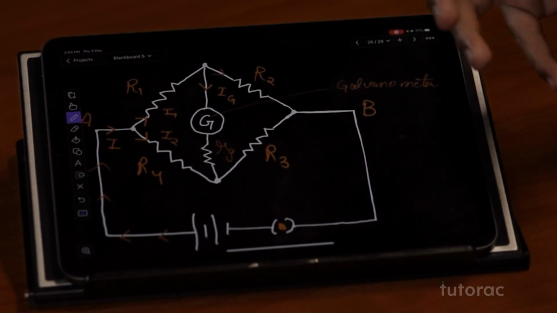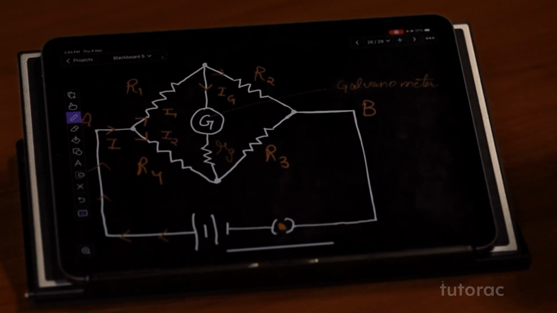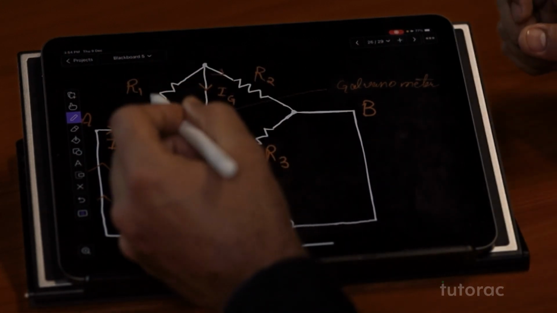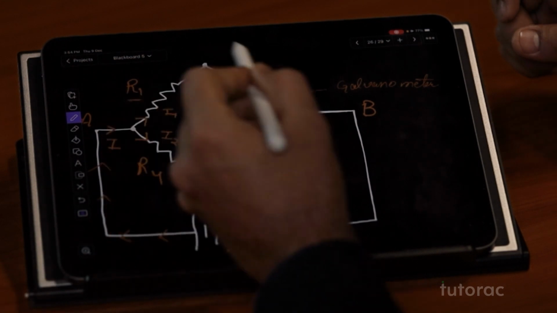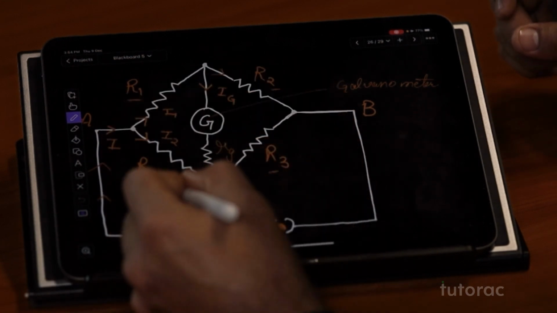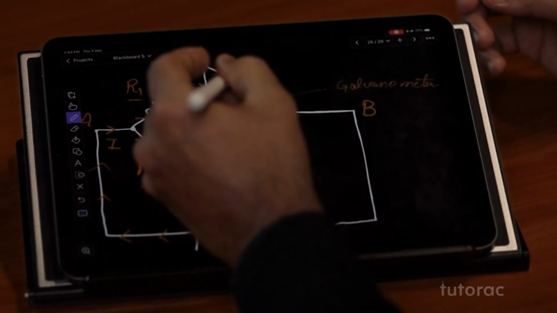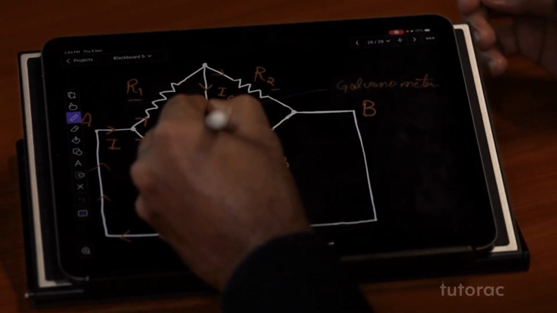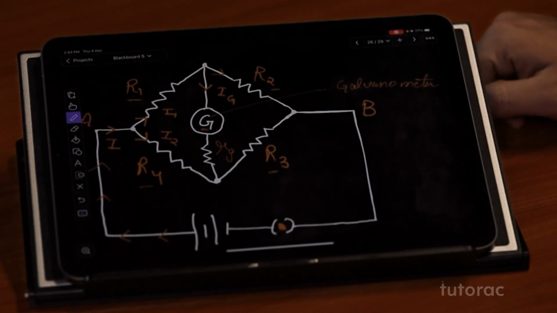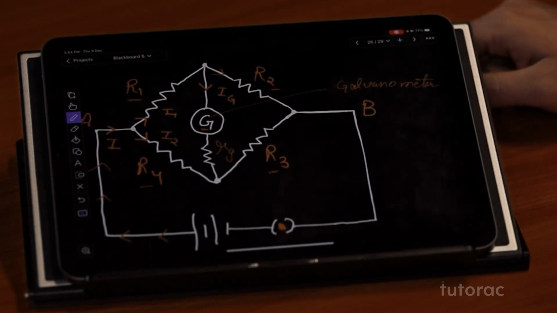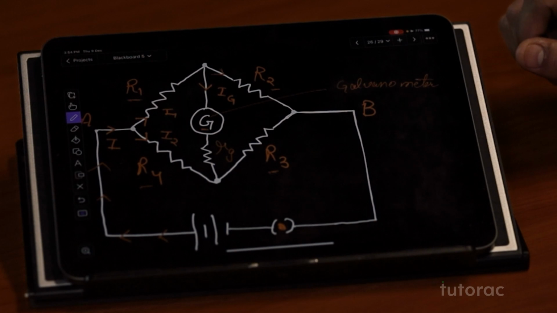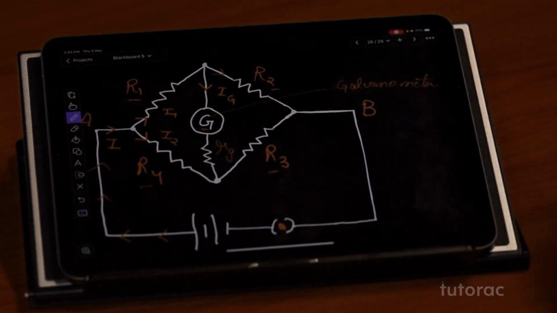While changing the values of current, there was a time when I observed that a point will come when, if I keep on changing R1, R2, R3 and R4 randomly, there will be no current. That is, this galvanometer is showing no deflection. What it means? It means that there will be no current flowing through the galvanometer.